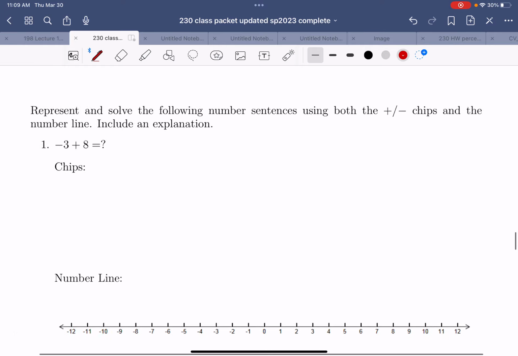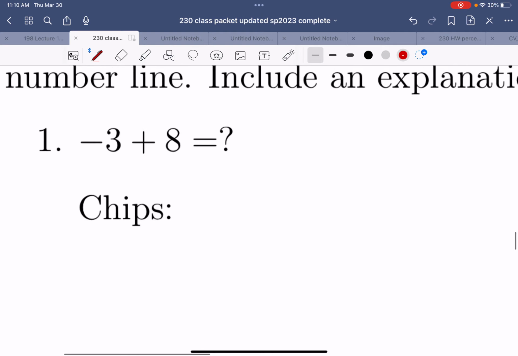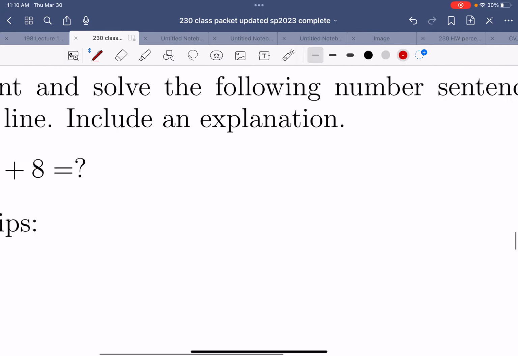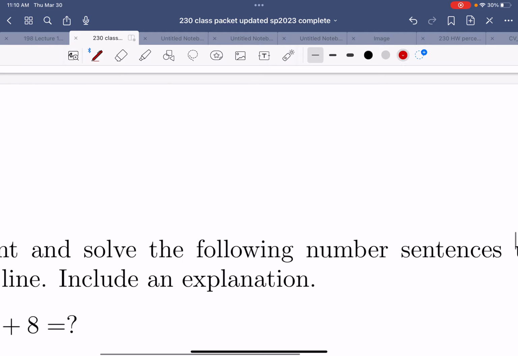Okay. So now we got to think about what we're going to do with operations. So how do we operate, or how do we add, subtract, multiply, and divide using our chips and our number lines? All right, so here we go. We're going to start in with a problem like -3 plus 8. Okay, so for addition, when we had positive numbers, do I have positive numbers here? I don't. So let me give you a little example real quick up here.